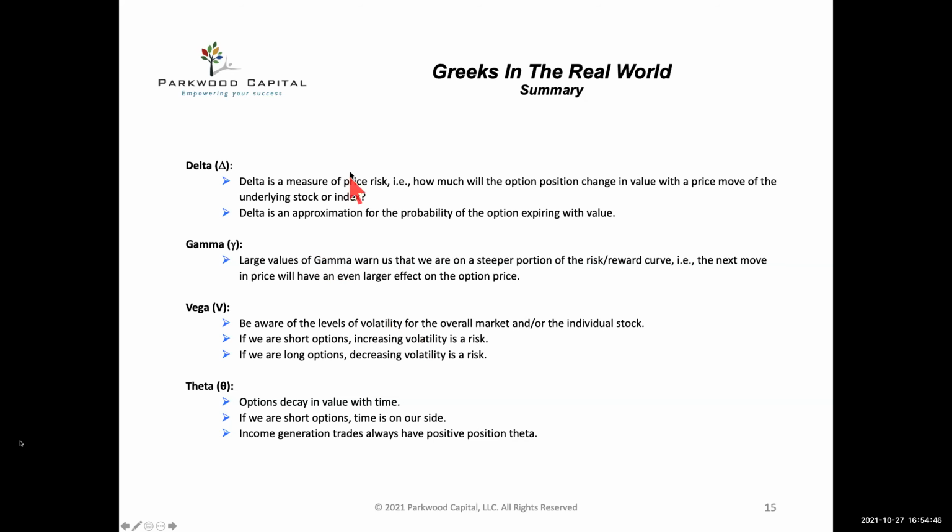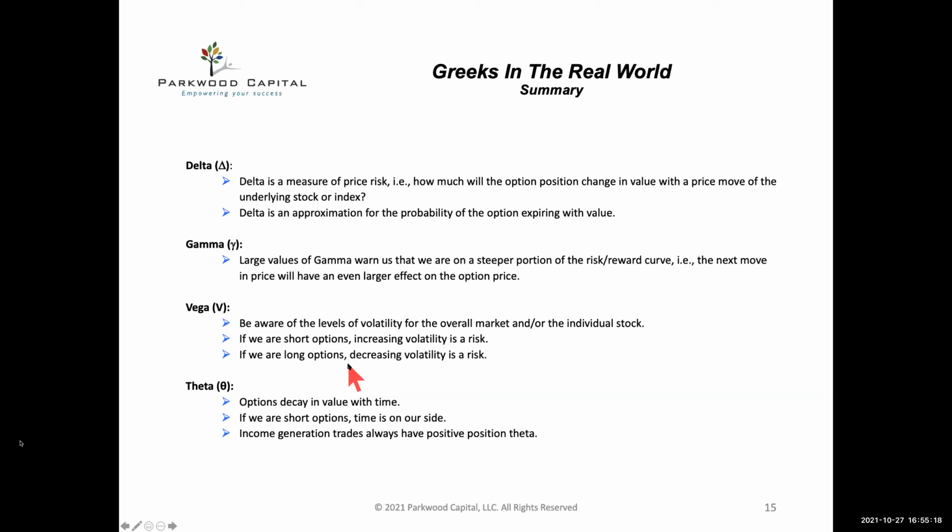So in summary, delta gives you your price risk. And using delta as an approximation for the probability of the option expiring with value is a very useful way to use that delta value. Gamma, on the other hand, what you want to look for there is gamma getting larger. If it's getting larger, I'm getting into a more sensitive area where I can have either bigger losses or larger gains, either way.